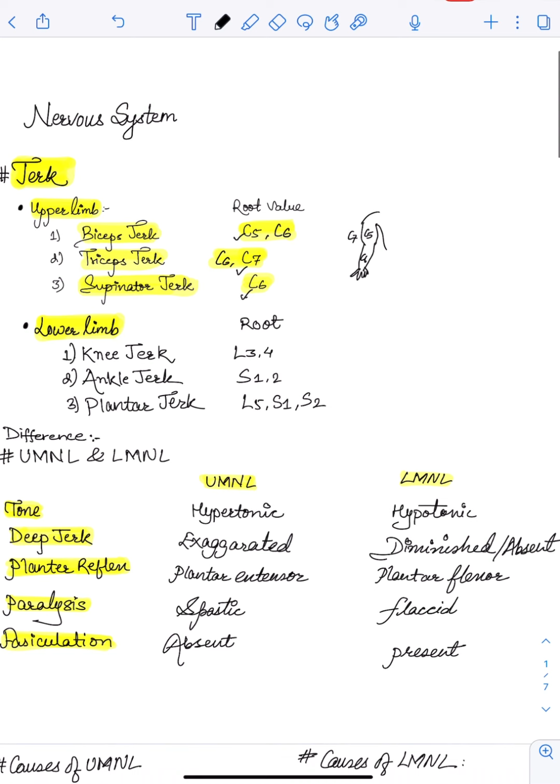Then let's go to the lower limb. Lower limb has knee jerk, ankle jerk, and plantar reflex, which is a superficial reflex. The root value of knee jerk is L3, L4. Ankle jerk is S1, S2. Plantar is L5, S1, S2. Although I have written L3, 4, while saying it you must say L3, L4.